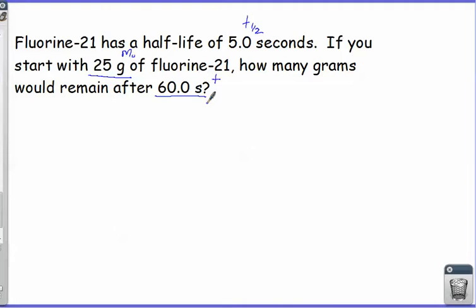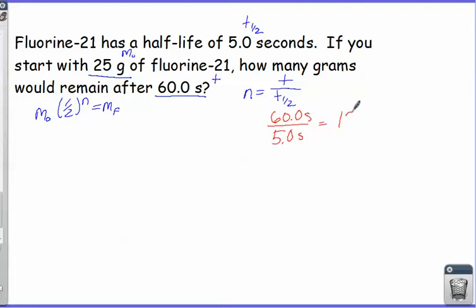So in this problem, we will actually need both equations. M0 times 1/2 to the nth power is equal to MF, and then N is equal to total time over half-life time. So let's start with calculating N. We have 60 seconds divided by 5 seconds, which gives us a total of 12 half-lives. Notice this 12 doesn't really have any units, it's just 12. So that ends up being our N value. So we can then calculate this in our next equation.